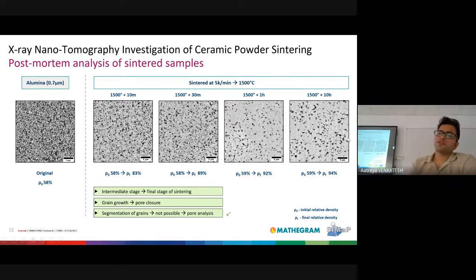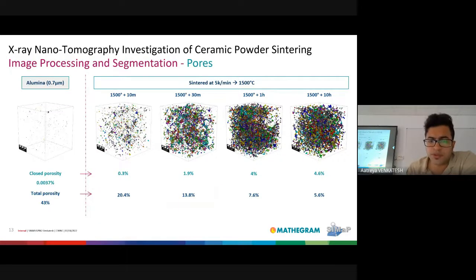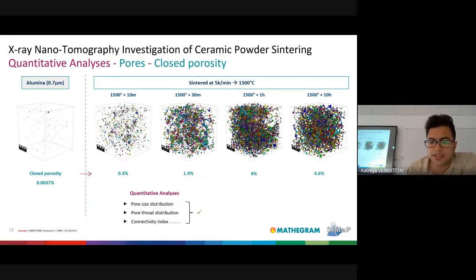And also, if you could notice, segmentation of grains here is impossible, because your eye cannot, so your software cannot do it either. So what we have done is we have concentrated mostly on the quantitative analysis on pores rather than the grains. And regarding the segmentation of pores, this here is one of the evolutions of, say, closed porosity over time. In this case, the value of closed porosity tries to catch up with the total porosity at final stages of sintering. Again, in this case, we have plotted, analyzed, and compared different such sintering parameters.